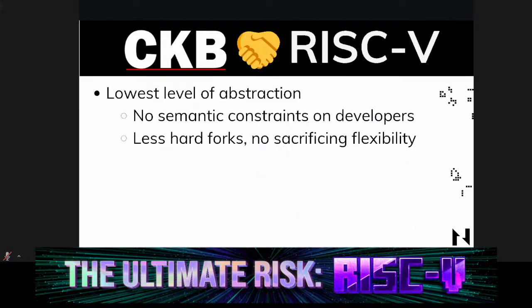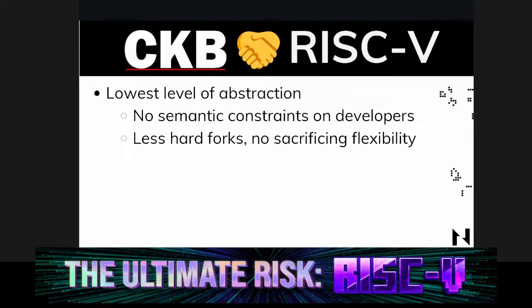And with this, we're operating at the lowest level of abstraction. There are no semantic constraints on developers, and this means there's fewer hard forks without any sacrifice of flexibility. It also means that the governance hassles and the changes that certain factions want to make get avoided. Preferences about what exactly this development environment should be or how it should operate can be handled at the smart contract layer, and you don't need to go through the process of coalition building and hard forking to change the underlying chain.